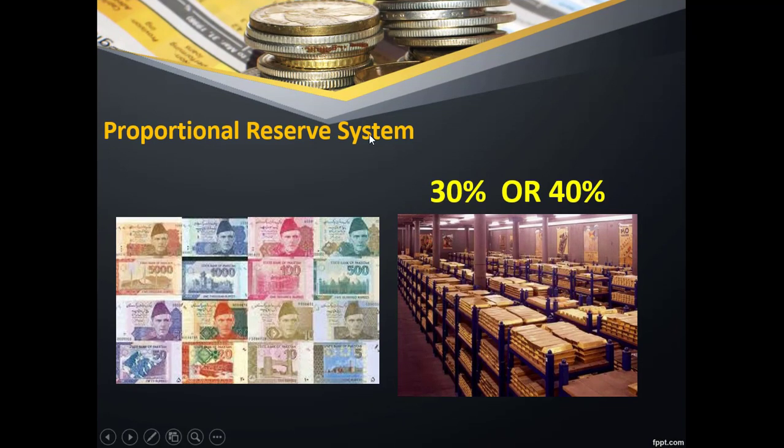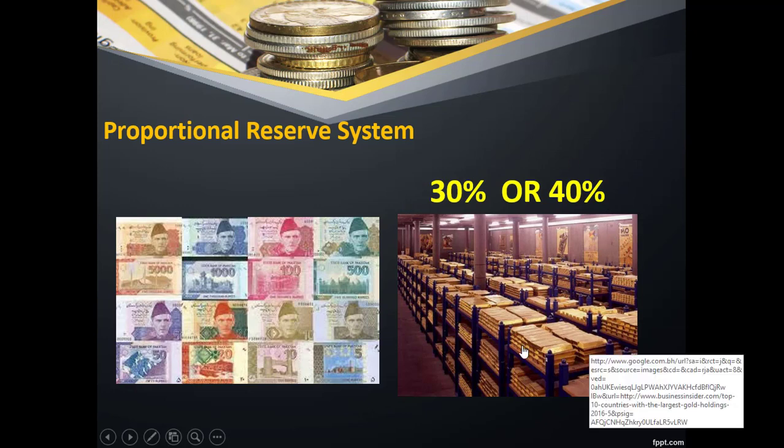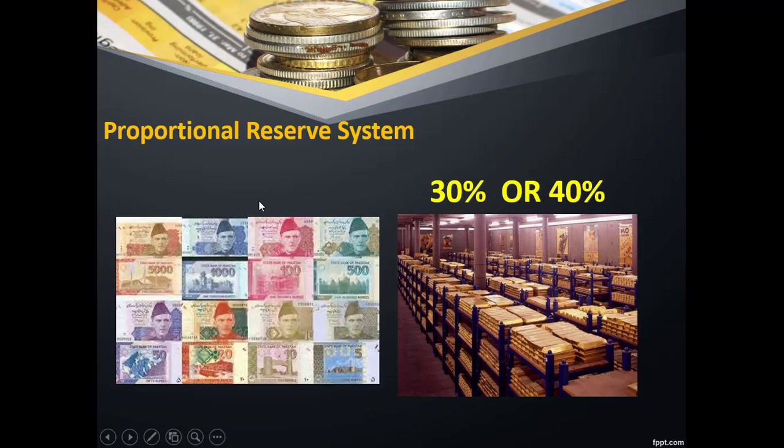Under this system, the central bank is required to keep a certain percentage. And what is that certain percentage? That is 30 to 40%. And what is this percentage all about? This percentage is about the gold reserve. It means whatever notes the government is going to issue in the country, of that note issued, the government needs to keep 30% or 40% reserves. It means a central bank can issue a rupees 100 note after keeping the gold or silver reserve valuing 30 to 40 rupees.